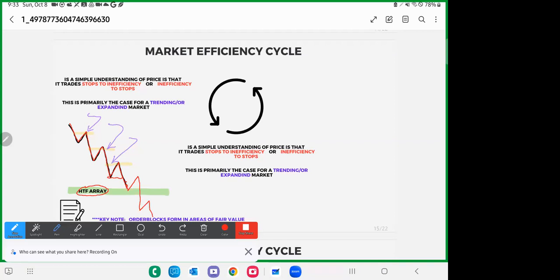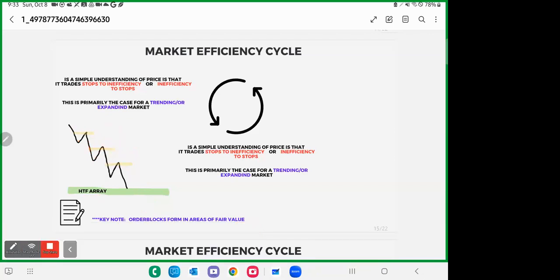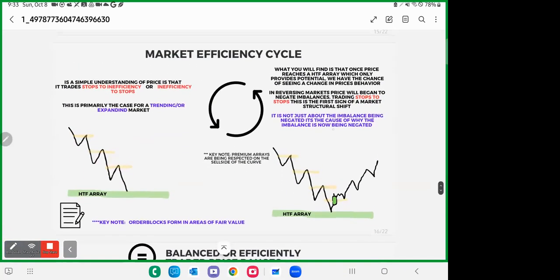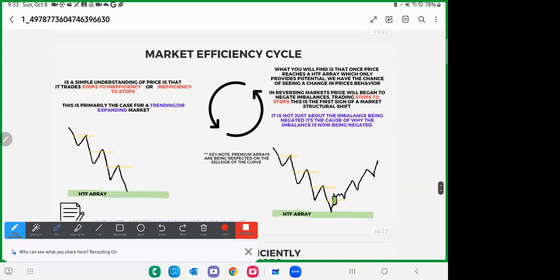So basically, if you took a trade, you just exposed your portfolio while the market was literally telling you that order flow is bearish, that premium arrays are being respected. So moving lower, what you'll find is that once price reaches a higher time frame array, remember that array only provides potential.